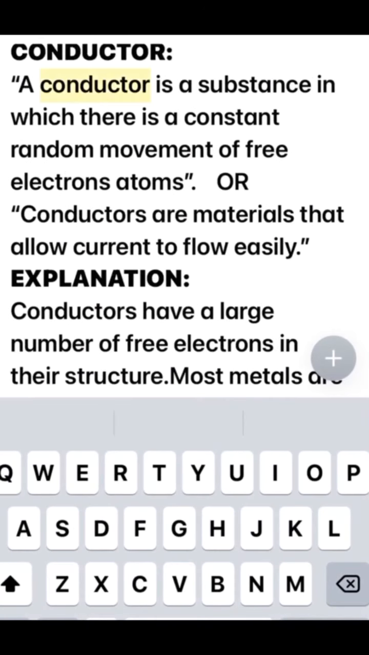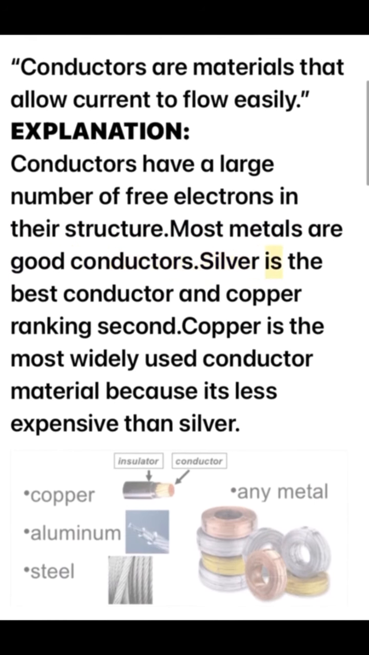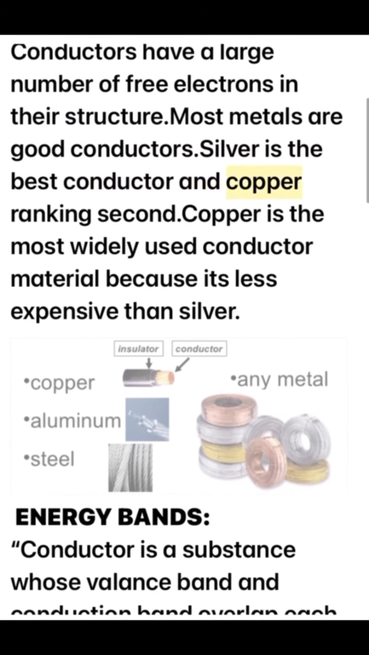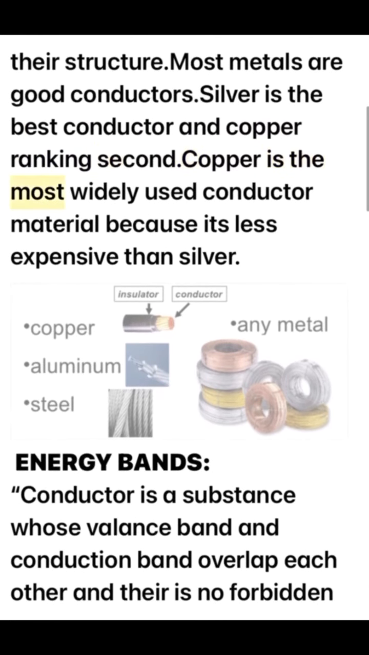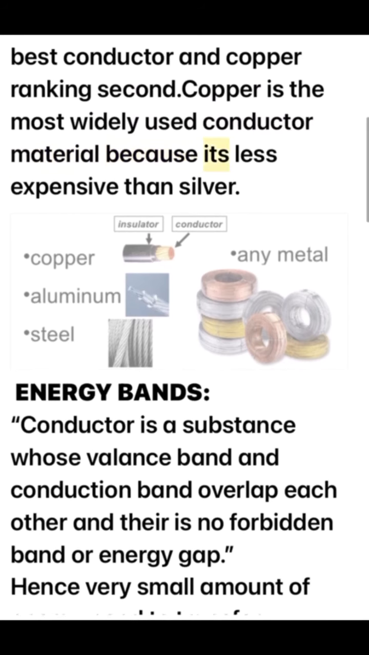Conductor is a substance in which there is a constant random movement of free electrons in atoms. Or conductors are materials that allow current to flow easily. Explanation: conductors have a large number of free electrons in their structure. Most metals are good conductors. Silver is the best conductor and copper ranks second. Copper is the most widely used conductor material, because it's less expensive than silver.